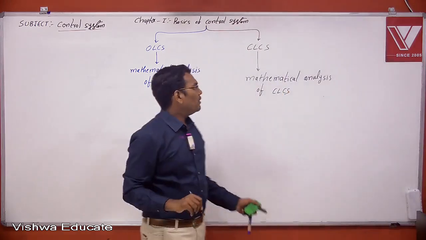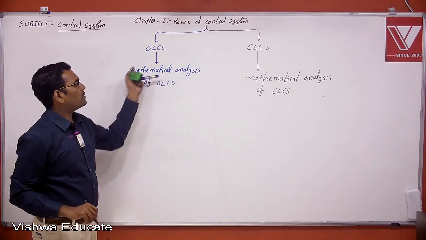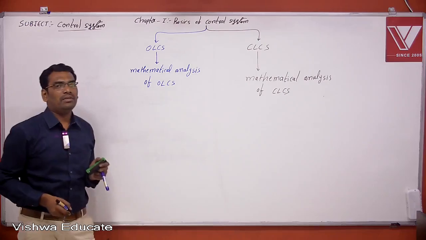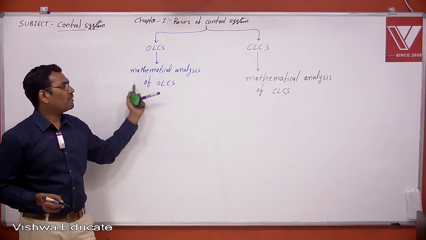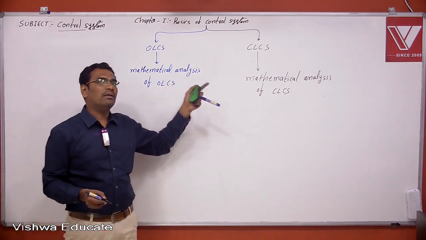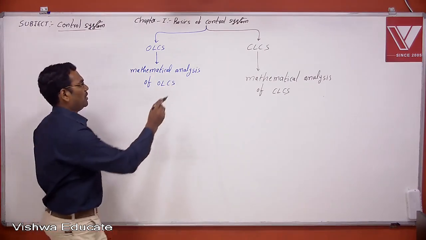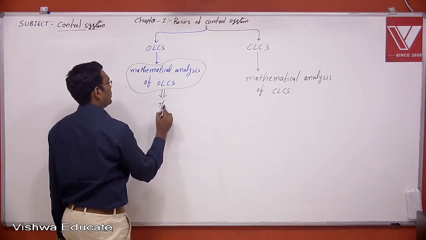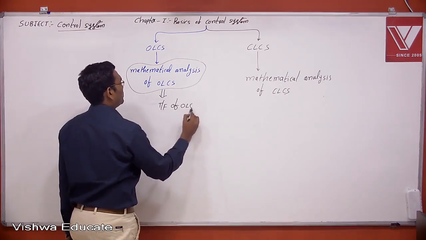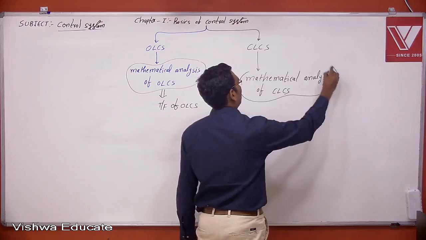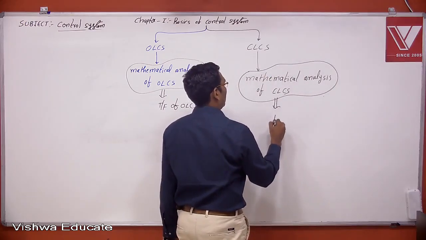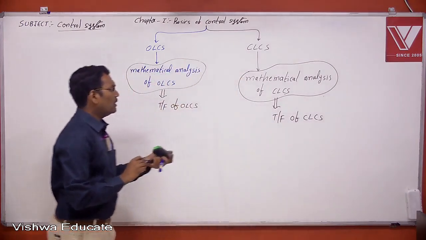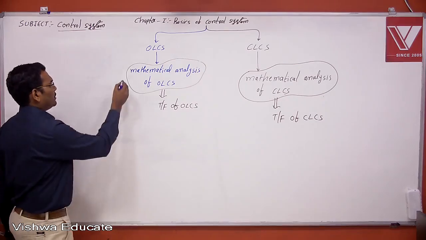Then you tell me, who is supplied by this mathematical analysis? That's what we started with previously. This mathematical analysis and mathematical equivalent model is given by the transfer function. Once you have this, you can easily find the transfer function of open loop control system. Once you have this, you can easily find the transfer function of closed loop control system. So we will try to finish these two.